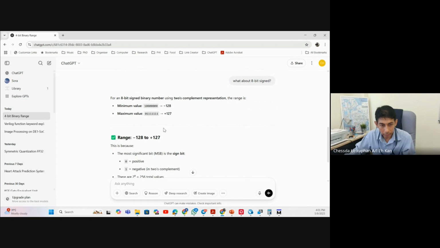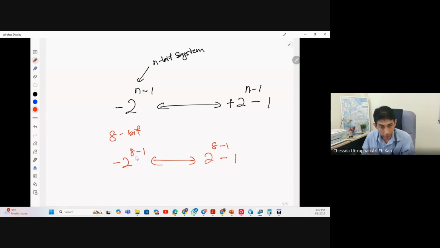What about this? 8-bit. So you change this to 8. So you have this 8. So 2 power of 8 minus 1 means 2 power of 7. So you will have minus 128 until, on the positive side, 2 power of 7, which is 128, minus 1, which is positive 127. Exactly.